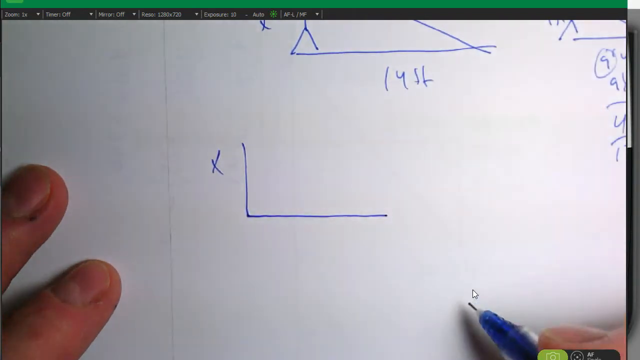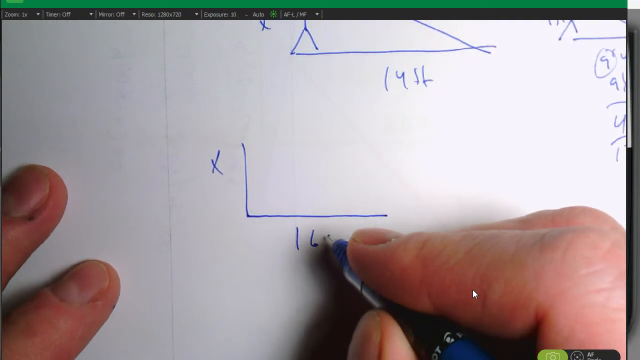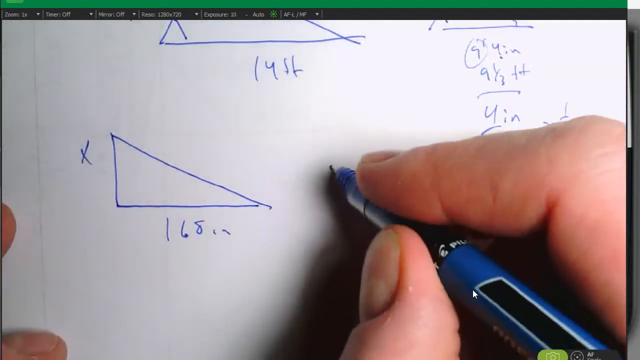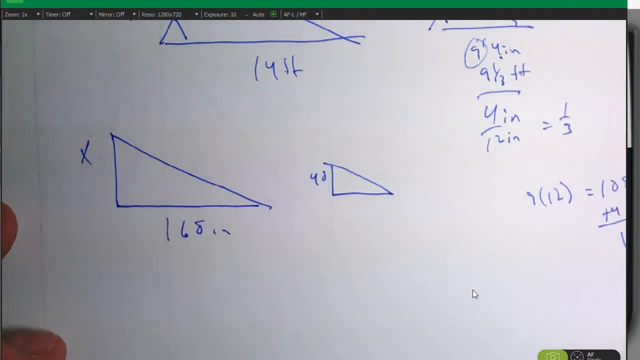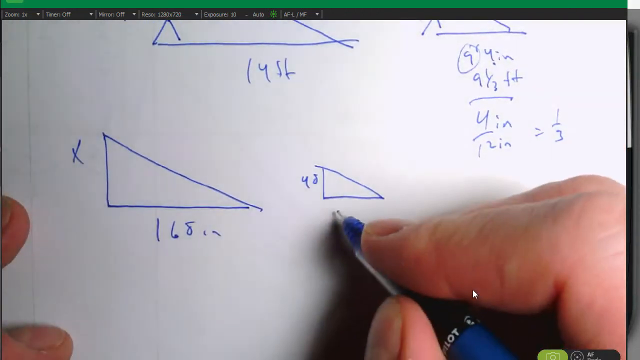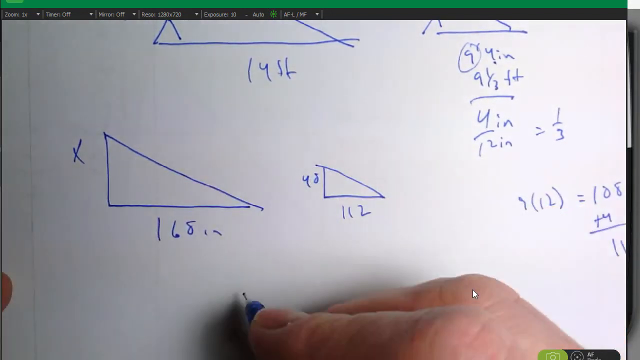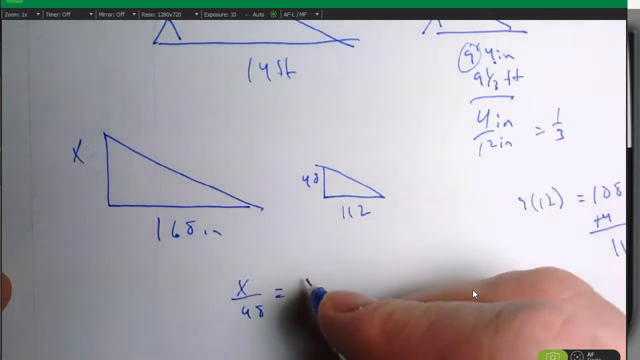height to 14 feet, which is really 168 inches. The other triangle is 48 inches to 112. And now we set up a proportion. X over 48 equals 168 over 112.